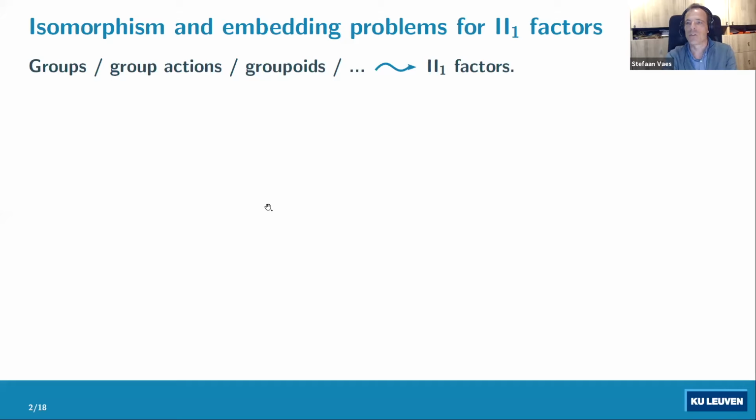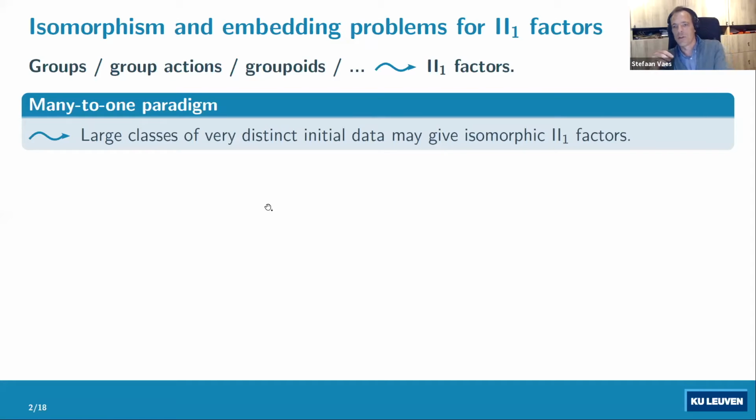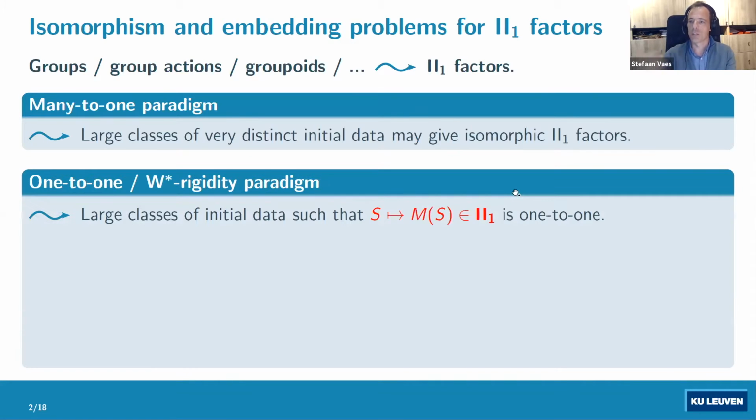And the philosophy of the talk is that there are two very distinct paradigms. The first one that we coined the many-to-one paradigm is that in surprising and often highly inexplicit ways, very distinct initial data, very distinct groups or distinct group actions may nevertheless in a surprising way give rise to isomorphic 2-1 factors. And then on the other side of the spectrum, I will talk quite a bit on the so-called rigidity paradigm or the 1-to-1 paradigm, where exactly the opposite happens.